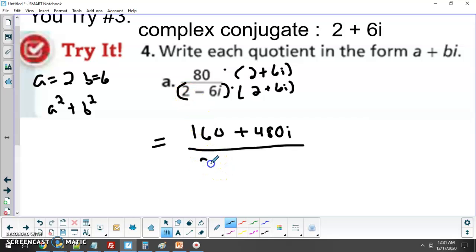squared, plus b squared. b is 6, so b squared would be 6 squared. Once again, I'm just showing you that step for you guys. You could actually skip that and go right to this part. So you have 2 squared plus 6 squared, so that'd be 36 plus 4, so that's just 40.